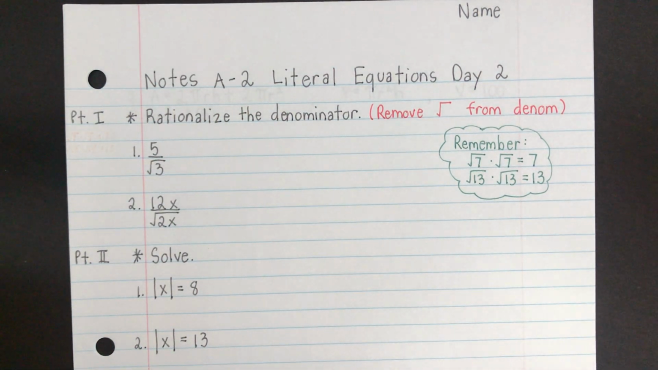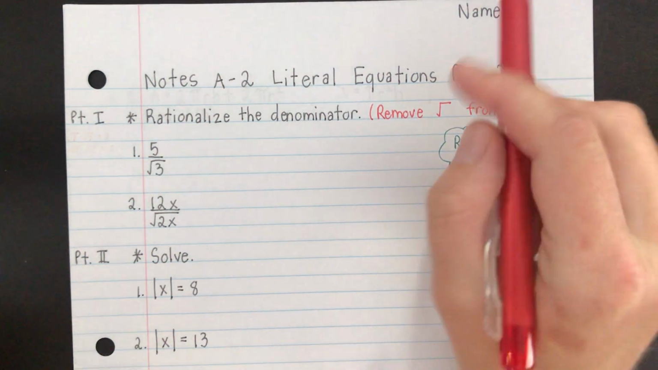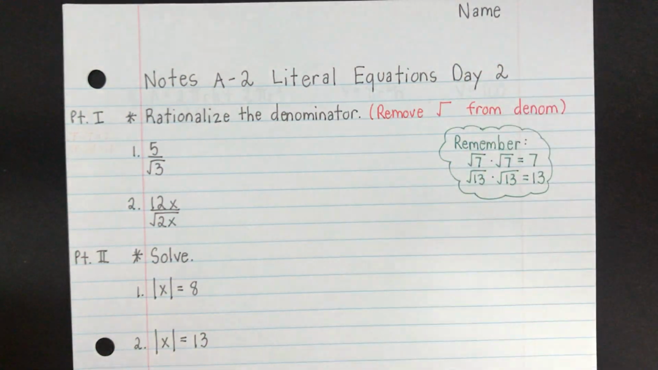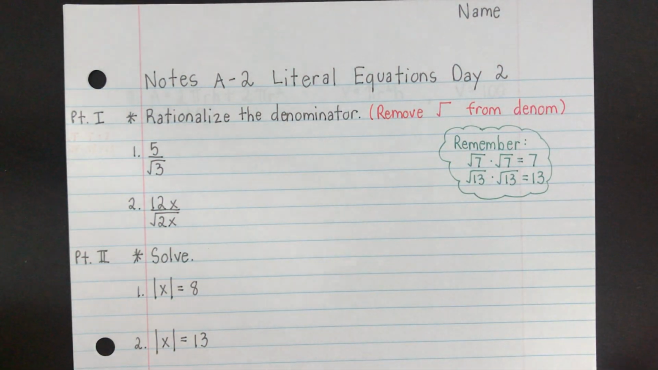Today we're looking at notes A-2, literal equations day 2. Since this is only our second video, I will give you a couple of quick reminders. Remember that your name should be in the upper right hand corner in pen, and also that your note should look just like mine in order to receive credit, with two small exceptions.